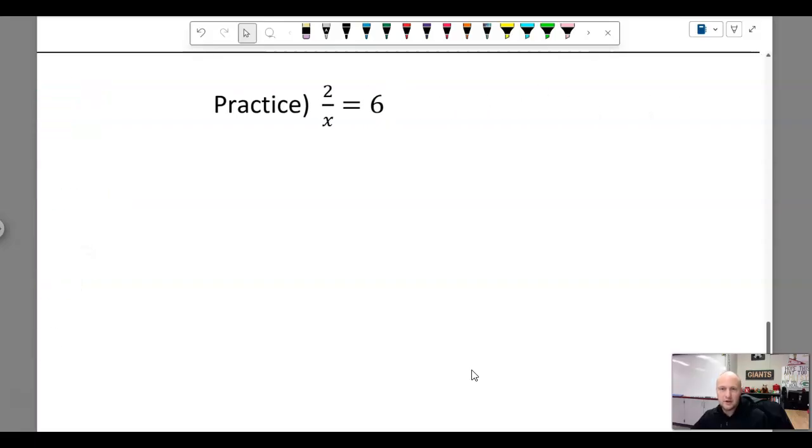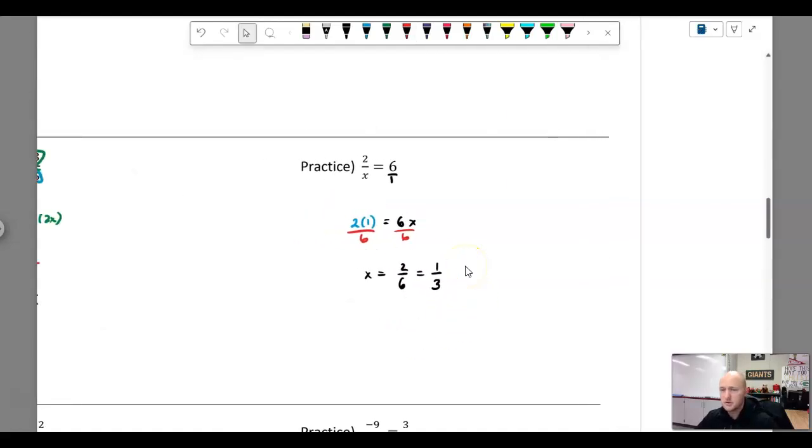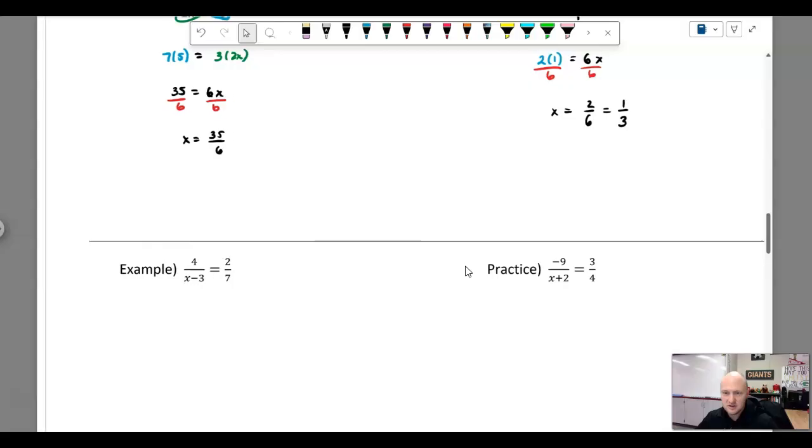Okay, round 2. Go ahead, try this one. Pause me. Check this one out. Okay, hopefully on this one you got 1/3. 2 times 1, and then 6 times x, you divide by 6. 2/6, 1/3. There you go. All you bakers out there are probably loving this.